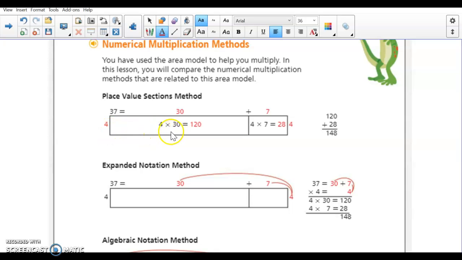Now we have 4 times 30, which is 120, because 4 times 3 is 12, and we started with a 0, so we need to have another 0. The place value sections just mean our first place value is our tens. We have 120 in our tens box. Well, we also had ones. 4 times 7 is 28, and so our 28 goes underneath. Now all we do is add up what we had in our tens with what we had in our ones, and we get 148.